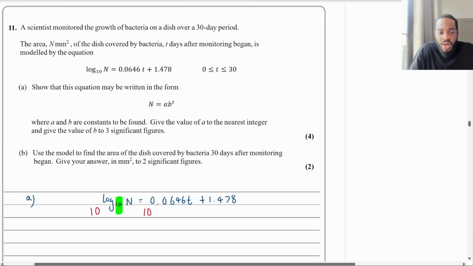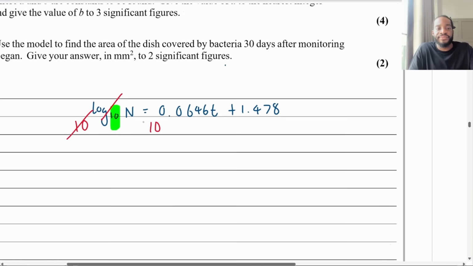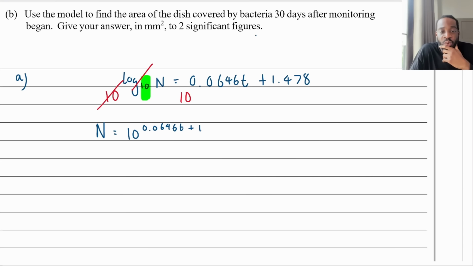What will happen is that will cancel with that. Therefore, you're going to be left with n on the left-hand side. So it'll be n is equal to 10 to the power of 0.0646 t plus 1.478. And then what we're doing here is we need to get it in the form of n equals ab to the t.